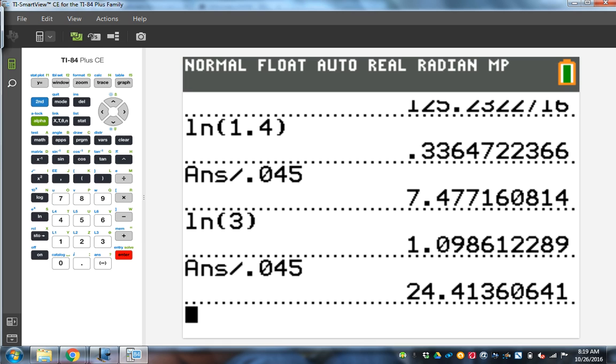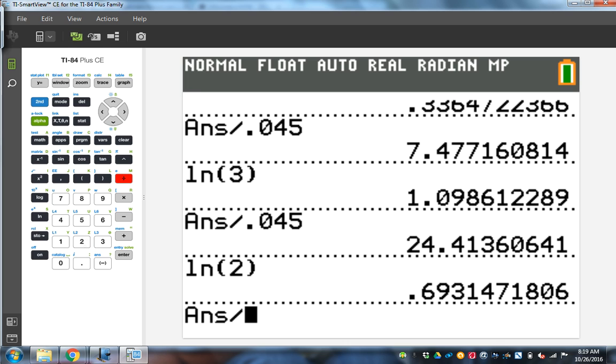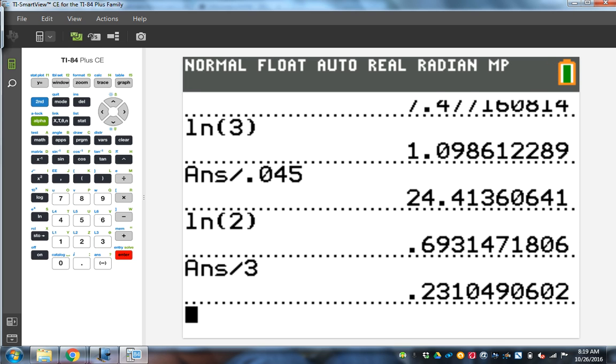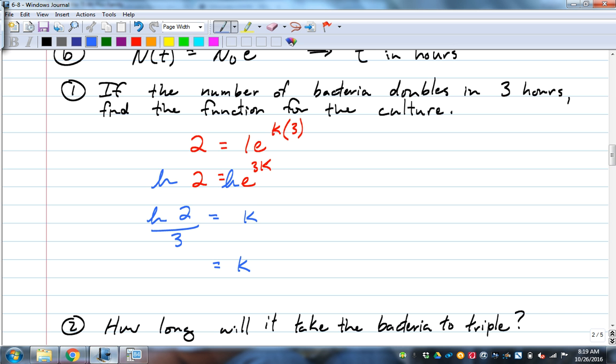So natural log of 2 divided by 3. 0.231. We'll go 3 decimal places on that because that's what our first example did with the growth rate. 3 decimal places is pretty common for growth rate amounts. Okay. Now, so that's our growth rate.